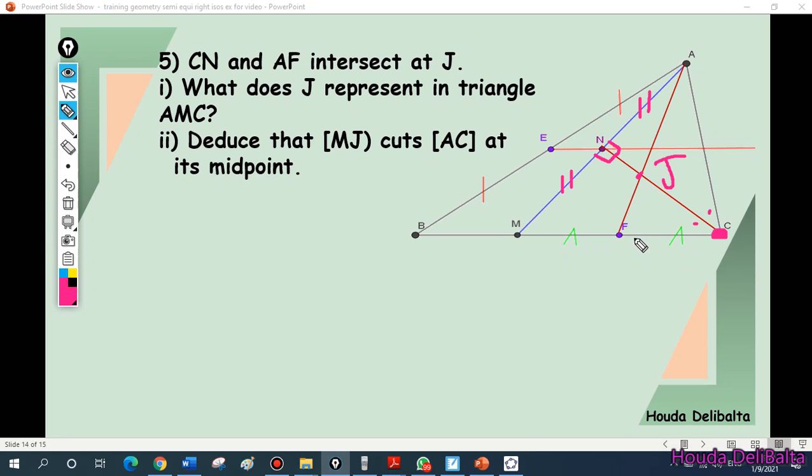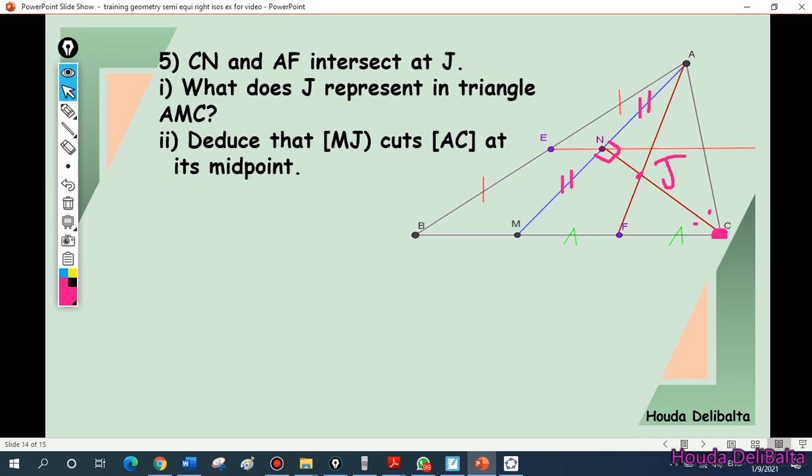But AF is just a median because it's not relative to the base, and it is joining a vertex of this triangle to the midpoint of the side facing it. So AF is called a median. Thus CN is going to be used as a median only and not as a perpendicular bisector or as a bisector. But I mentioned that to remind you of the property of the median relative to the base in an isosceles triangle. So CN and AF are medians in triangle AMC.